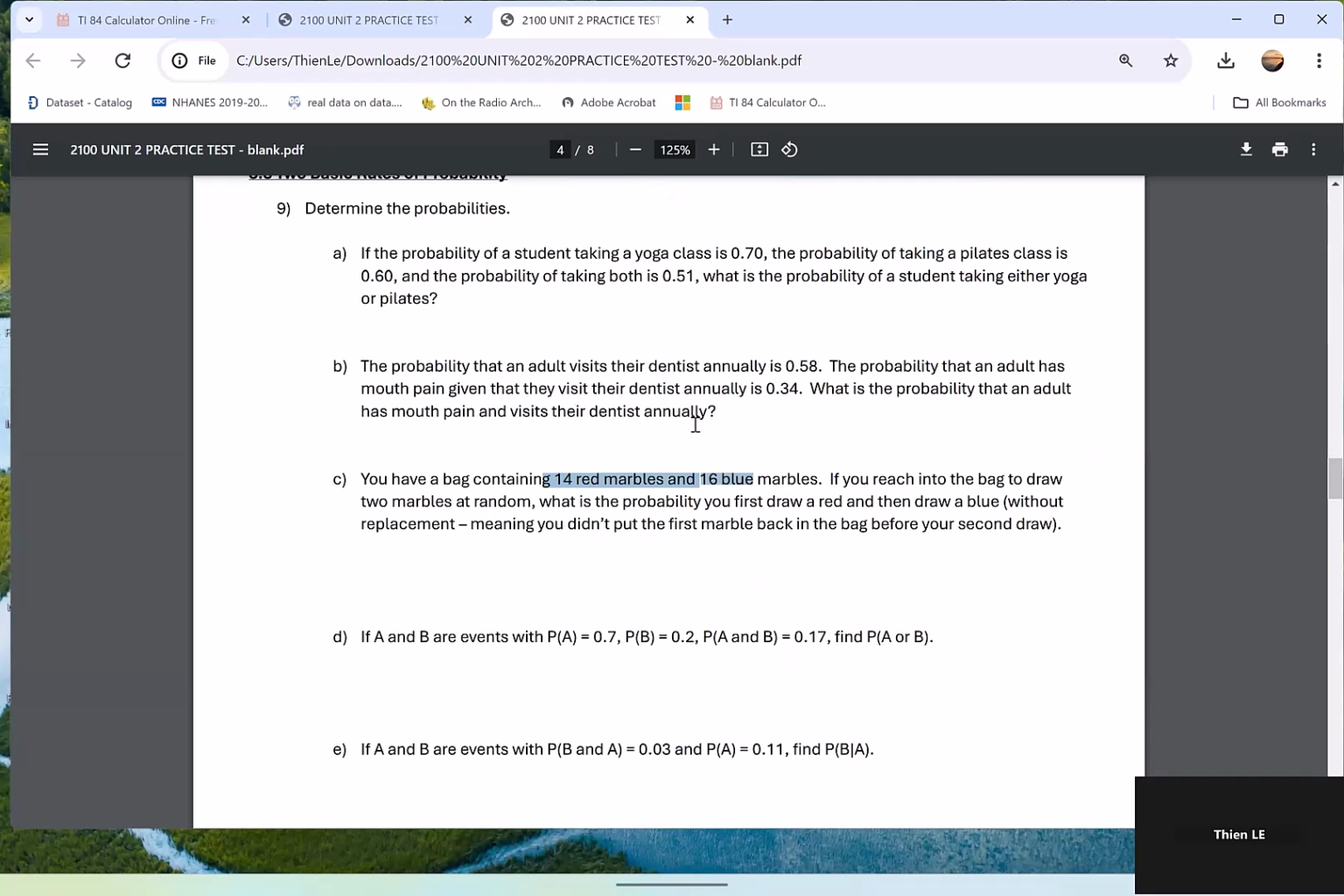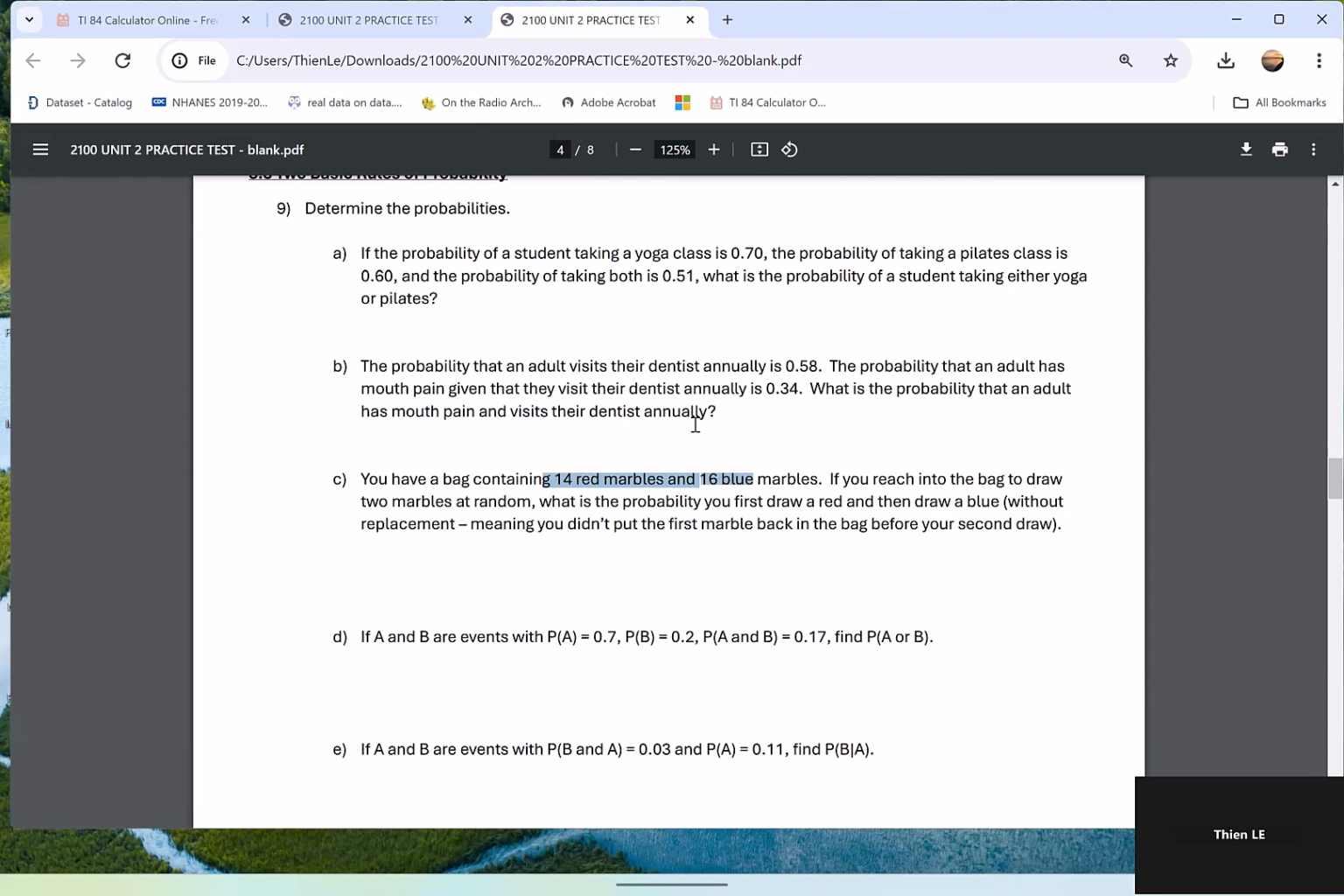If A and B are events, where P(A) equals 0.7, P(B) equals 0.2, and P(A and B) equals 0.17, find P(A or B). So this is the formula for the OR event. P(A or B) equals P(A) plus P(B) minus P(A and B). So you plug in and get 0.7 plus 0.2 minus 0.17. It will give you 0.73.